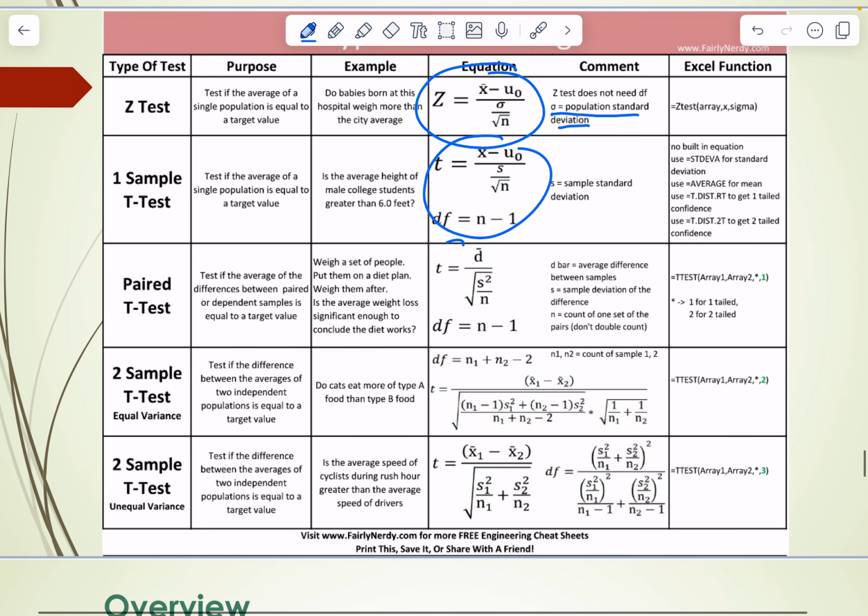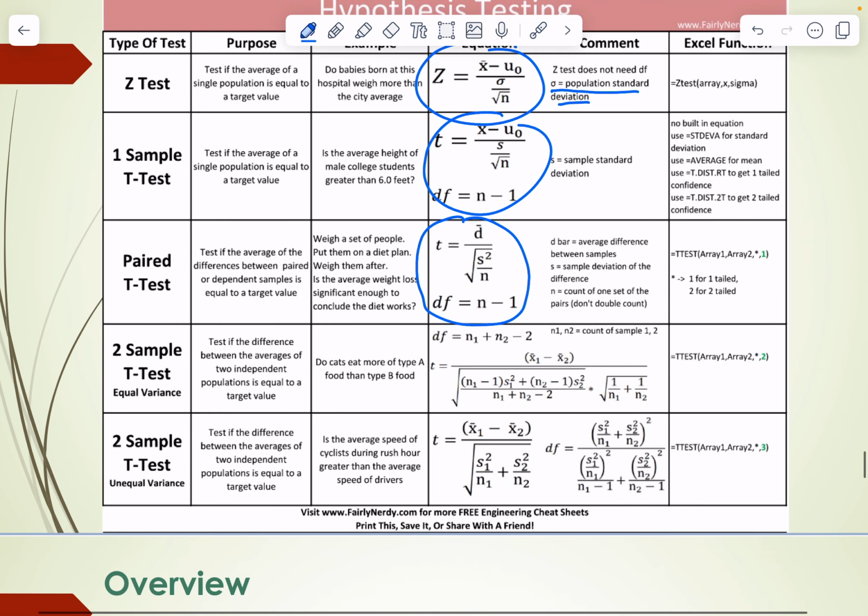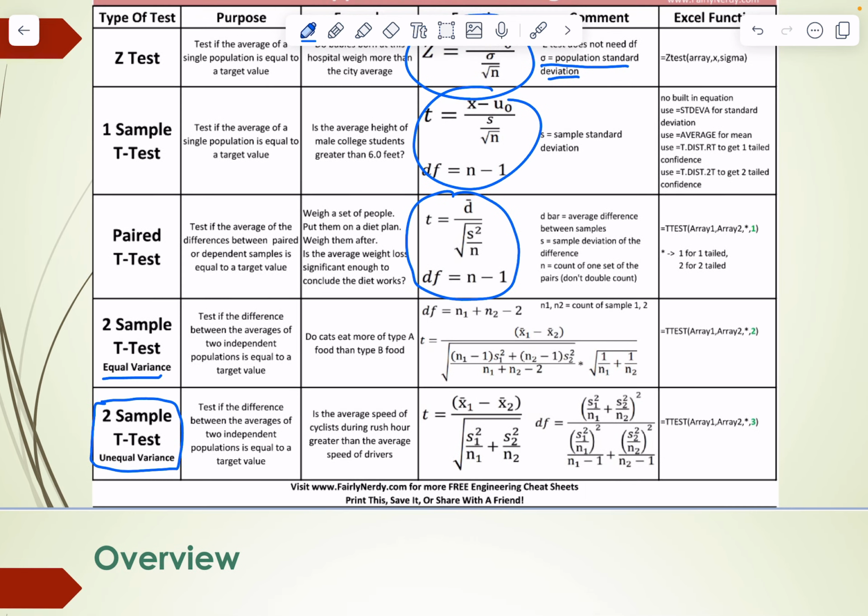We're going to talk about this one next. That's the paired differences. Here's equal variance, which is called homoscedastic, and then the heteroscedastic case, which is when the two variances are unequal.